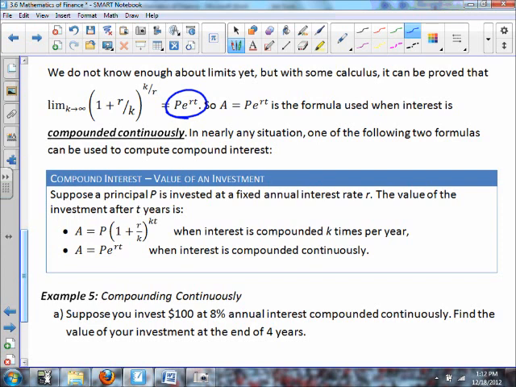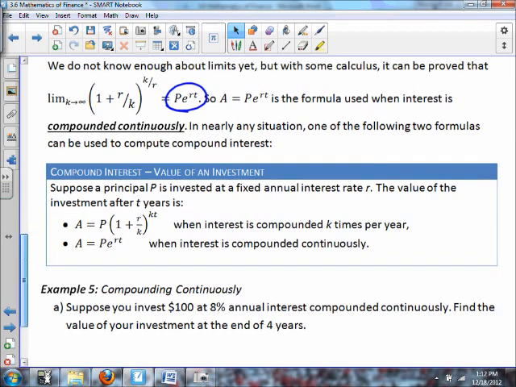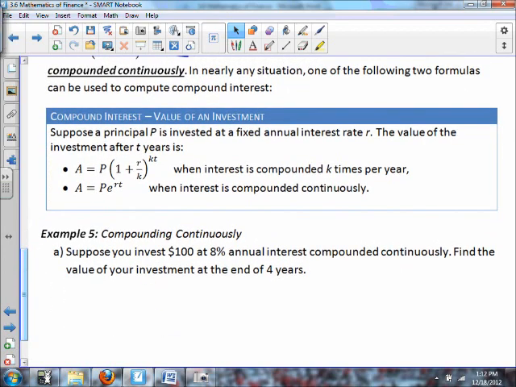Now, in nearly any situation, one of the following two formulas can be used to compute compound interest. Before, I told you that there were really two formulas that we're going to be paying attention to. One, when interest is compounded so many times per year, and one where it's compounded continuously. The question on a test or a quiz or even your homework will tell you if it's compounded continuously or compounded so many times per year. So you just have to pay attention to the wording.